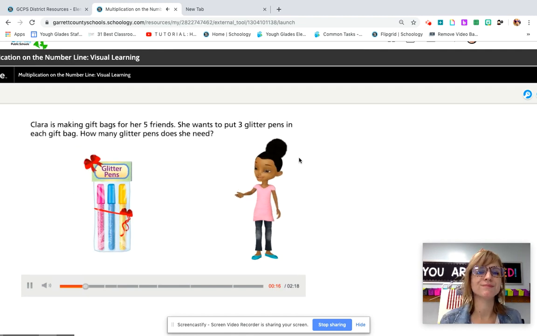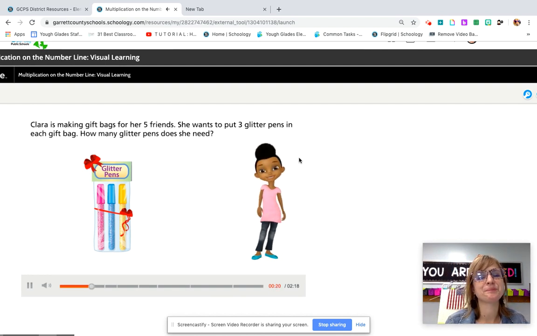Clara is making gift bags for her 5 friends. She wants to put 3 glitter pens in each gift bag. How many glitter pens does she need?